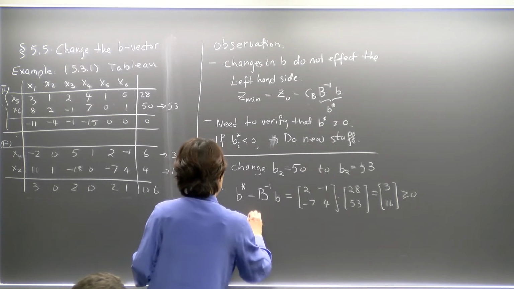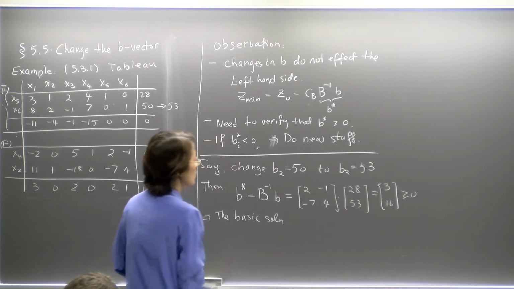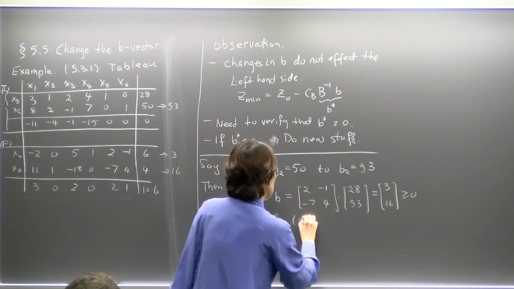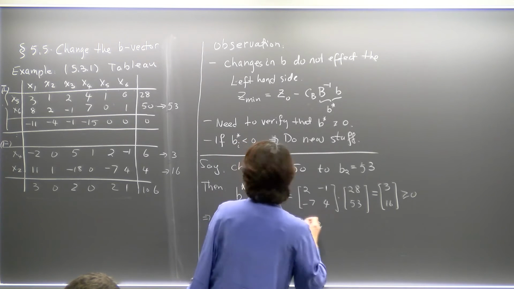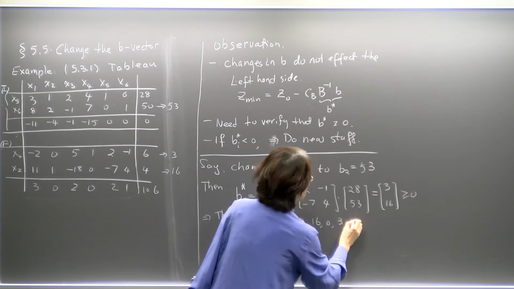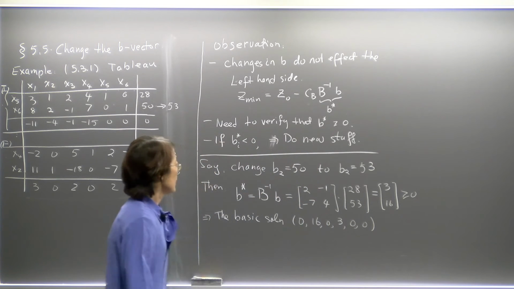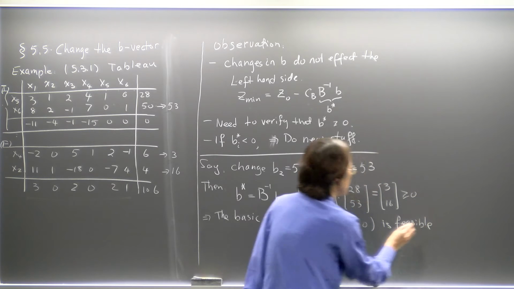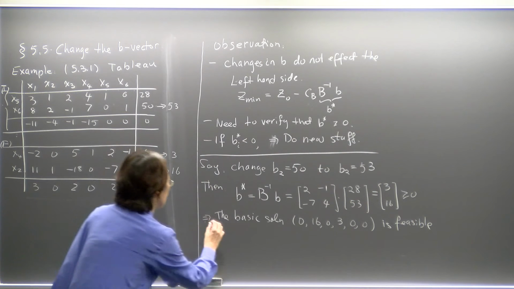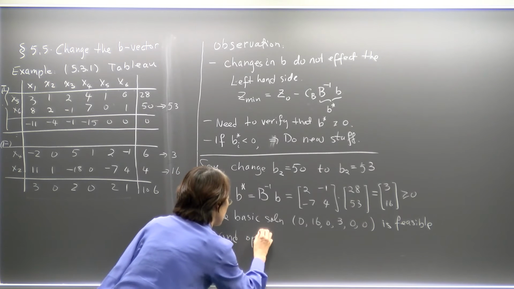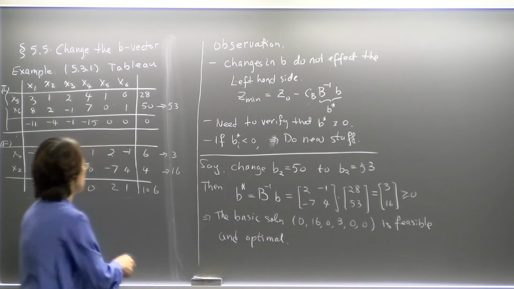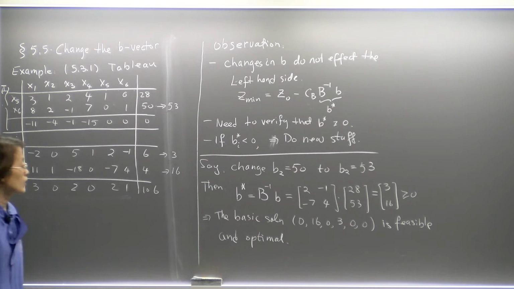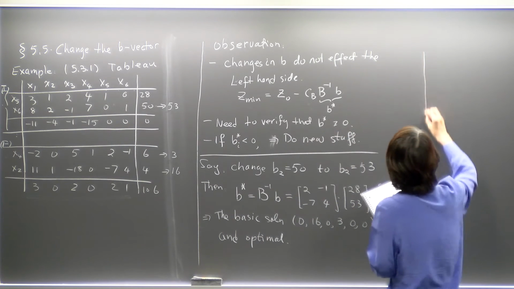Okay? So I would say that the basic solution, what would the basic solution be now? I will have x4 is 3, x2 is 16. So I have 0, 16, and 0, and 3, and 0, 0. Okay, and I know that this is feasible. This is feasible because the right-hand sides are positive, and I also know it's optimal because this is unchanged, right? The coefficients here are unchanged, they're all non-negative.